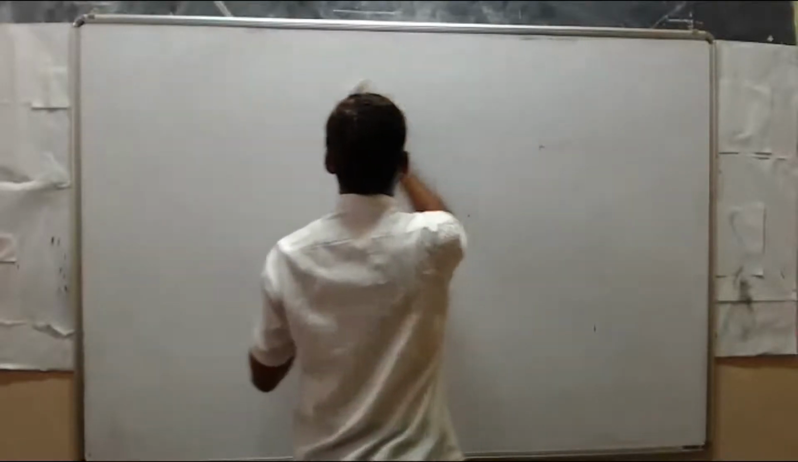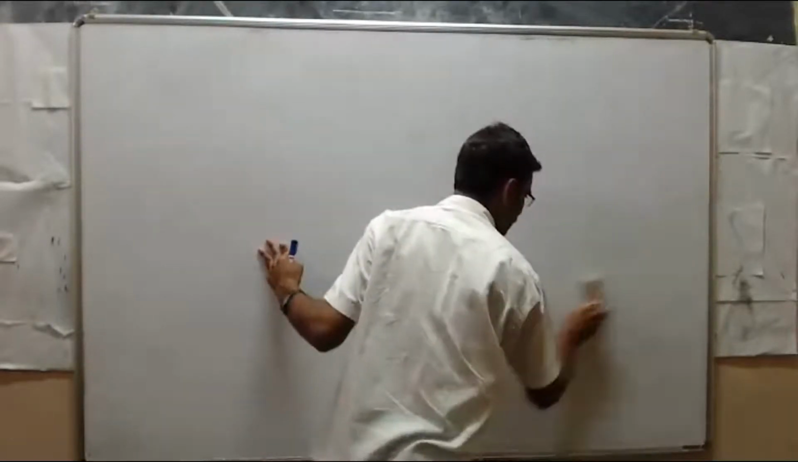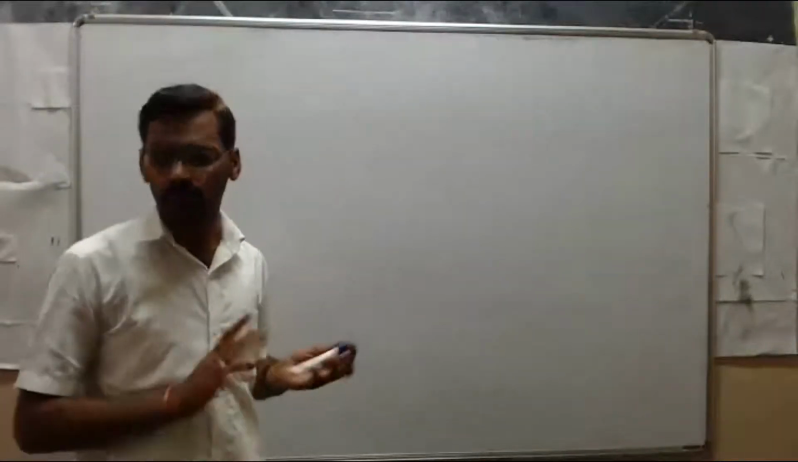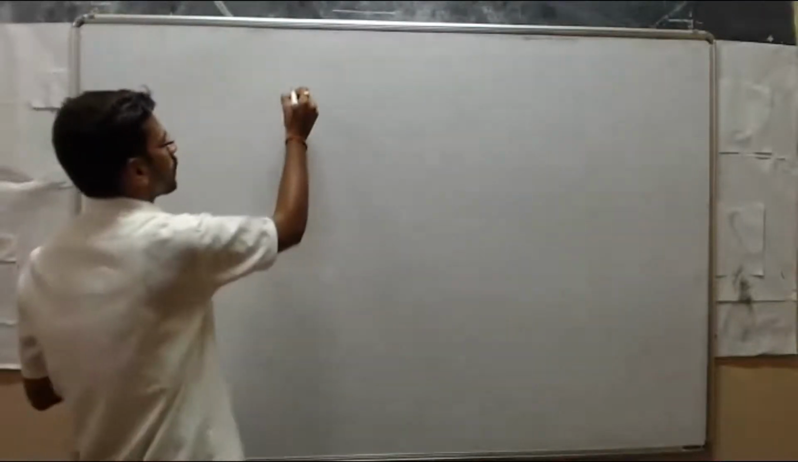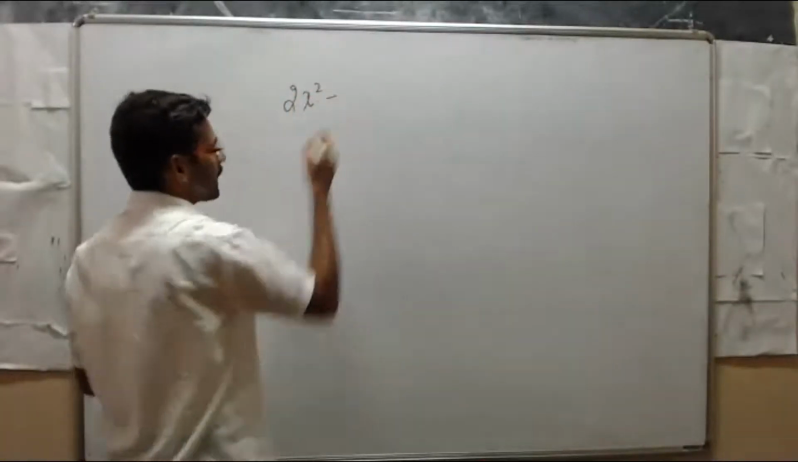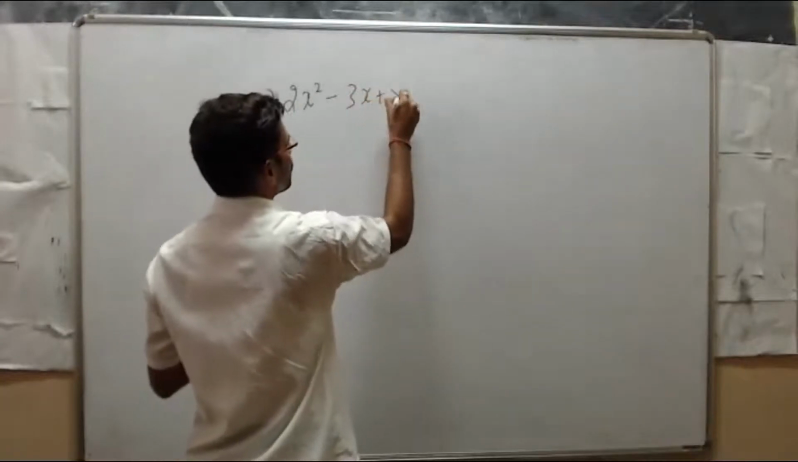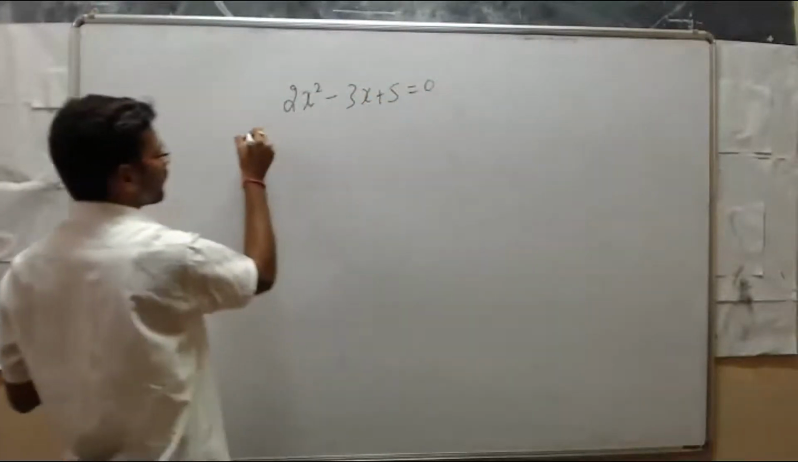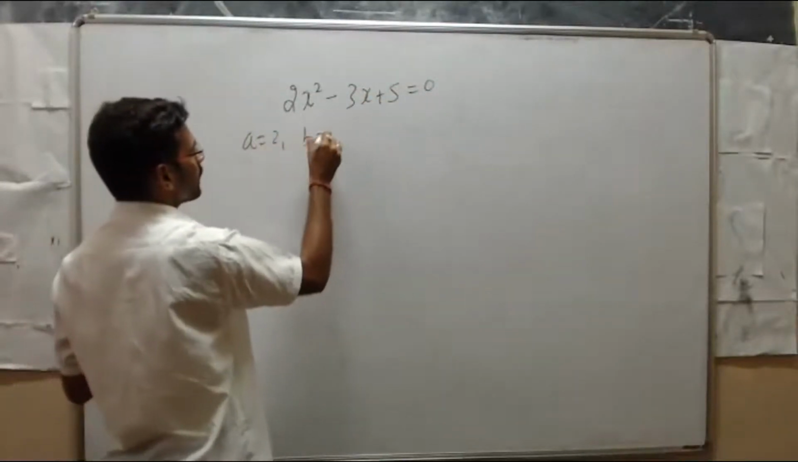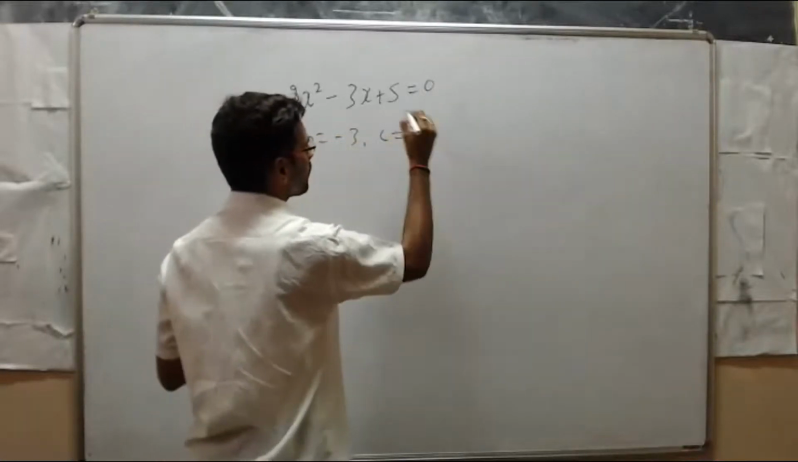First we have to find the nature of roots. If roots are real, then we have to find the roots. If roots are not real, we are not able to find roots. First one, 2x square minus 3x plus 5 is equal to 0. Then a value 2, b value is minus 3, c value is plus 5.